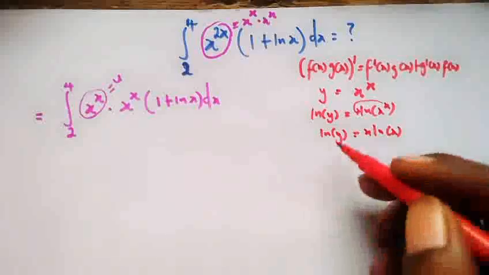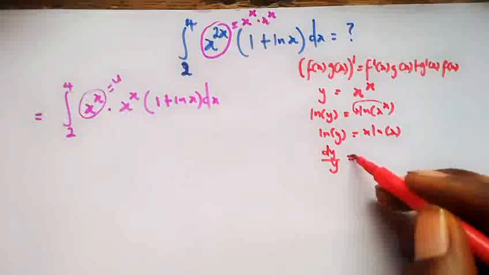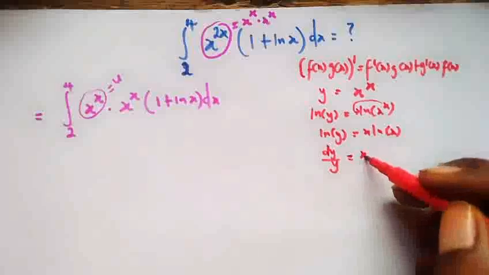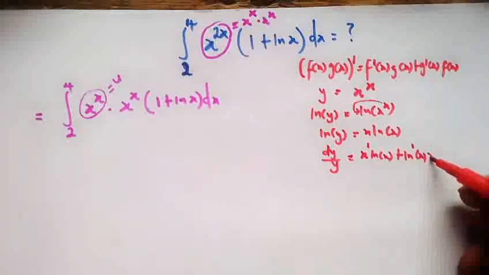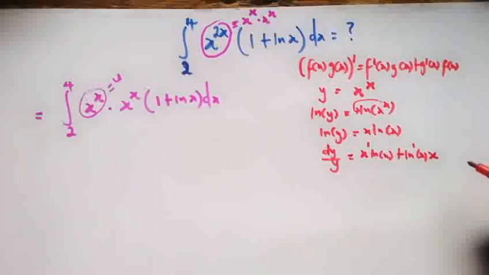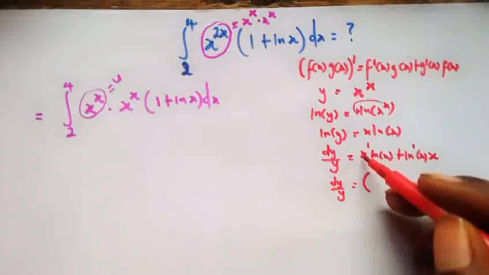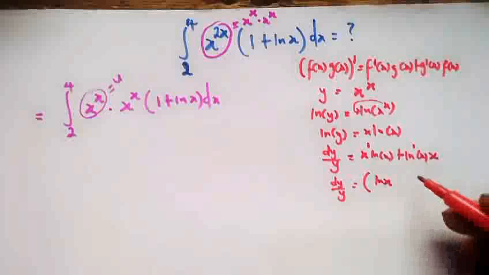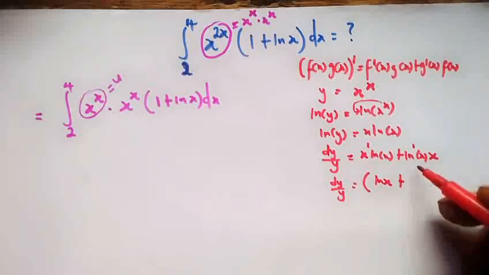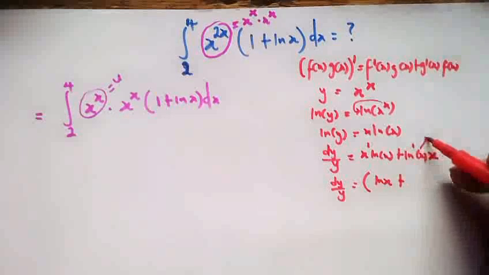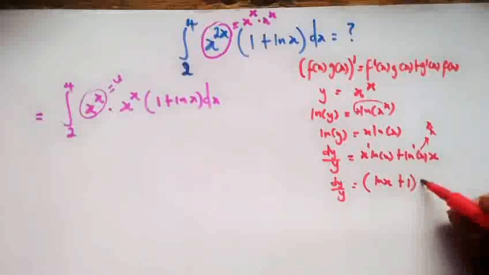Now differentiating both sides, we have dy over y is equal to, using the product rule, x prime times the natural logarithm of x, plus the natural logarithm of x prime times x. Now we have dy over y is equal to, in bracket, differentiating x with respect to x is 1, so we are left with the natural logarithm of x here. Now plus, differentiating the natural logarithm of x gives us 1 over x, so we have x over x, and that is equal to 1, then dx.